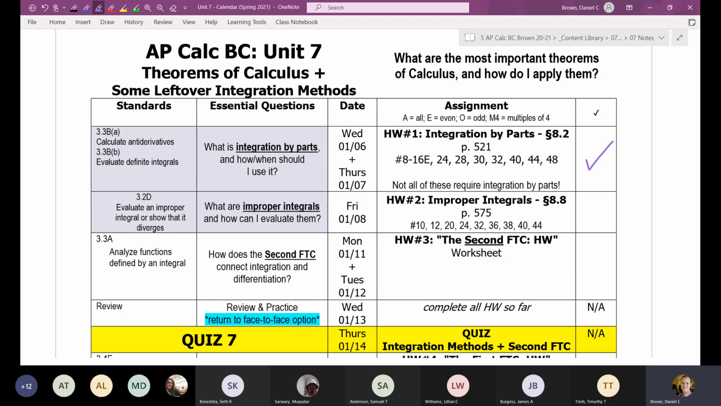And then a week from today is going to be your first quiz over these integration methods and the second fundamental theorem of calculus, which is going to be different, but in many ways related to the first fundamental theorem of calculus.